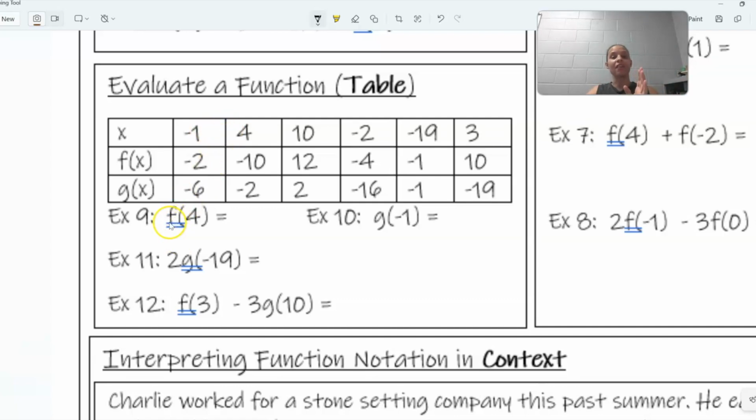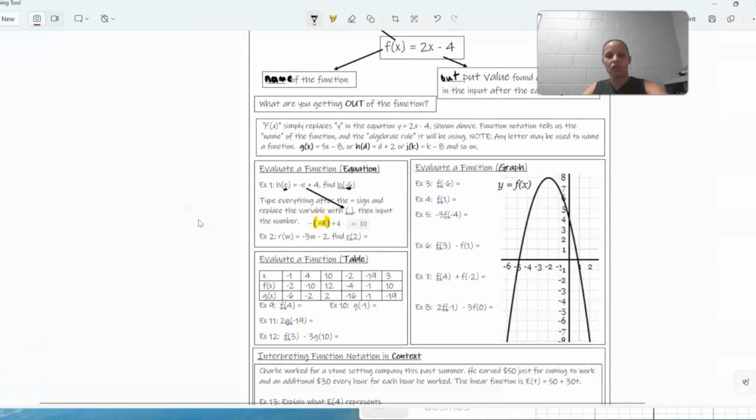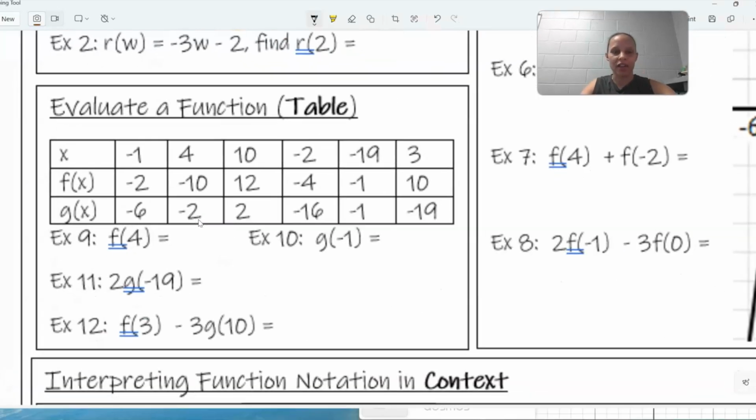So we're looking at f, and what's my input? 4. So I'm going to go look at my f values for my input of 4. So here's x, my input is 4. What is my f value when I put in that 4? So I look at my f value, it's going to be negative 10. Okay, my output is negative 10.